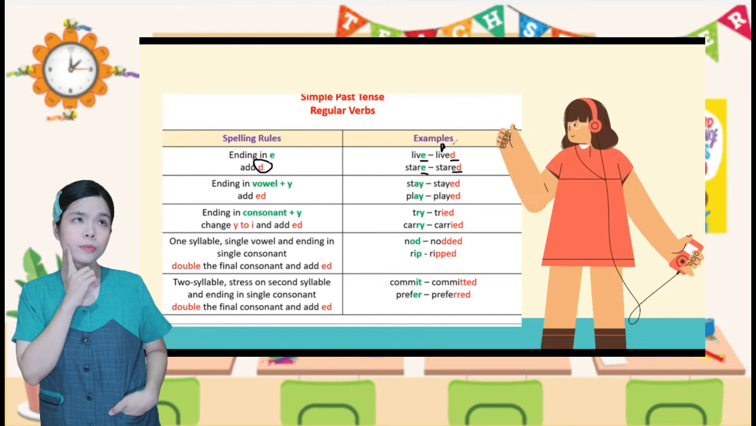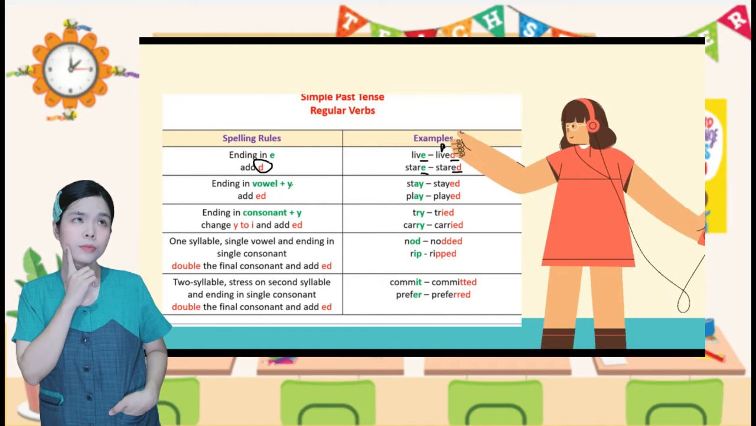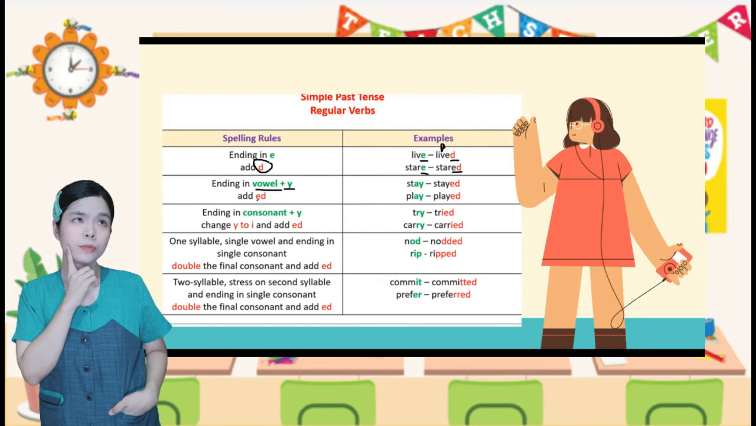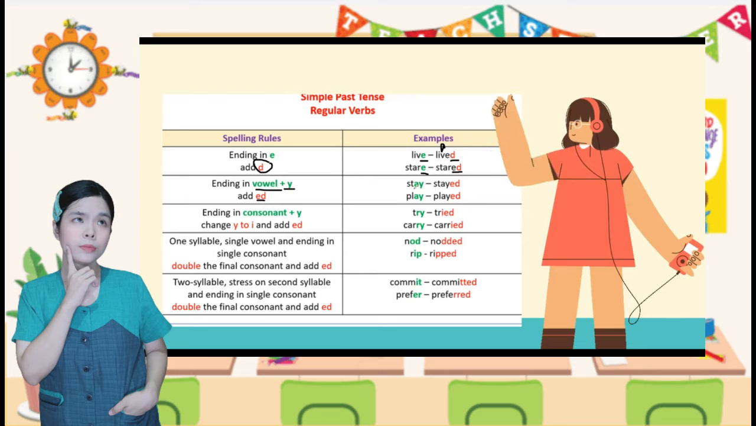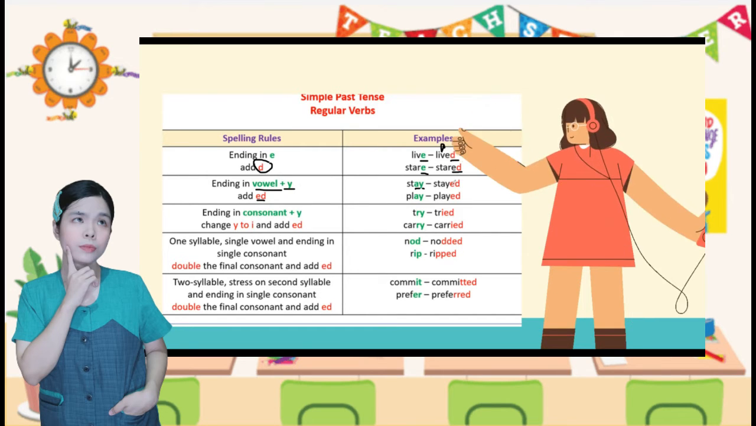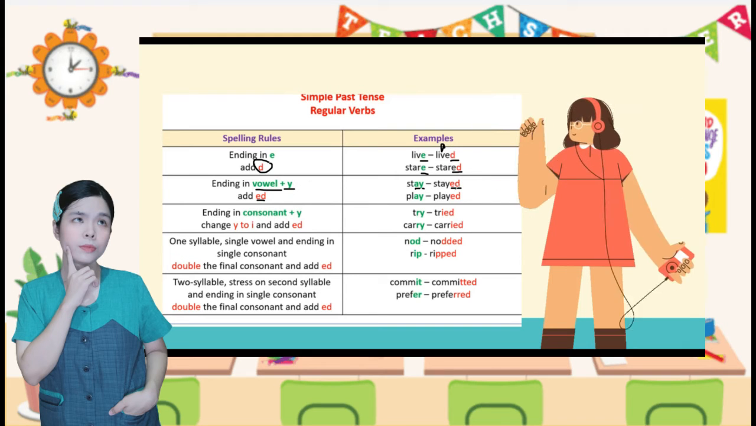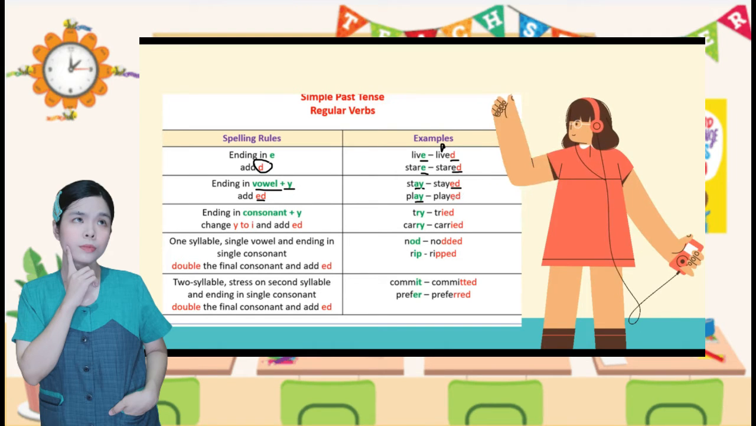The next one: if it ends with a vowel plus Y, we're just going to add ED. For example, stay. A is a vowel. Stay, we are just going to add what again? We're just going to add ED. So stay, stayed. Play, played.